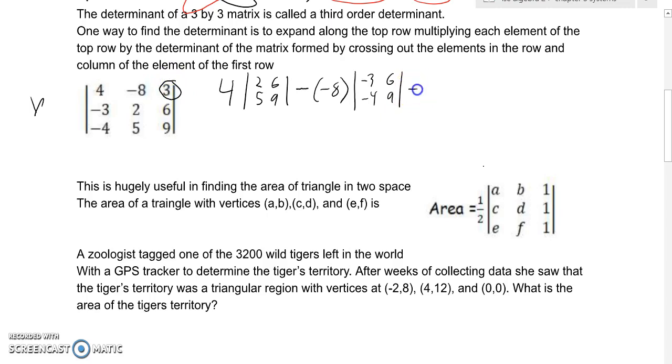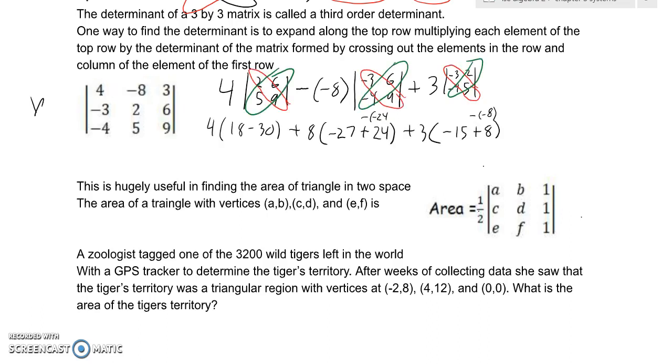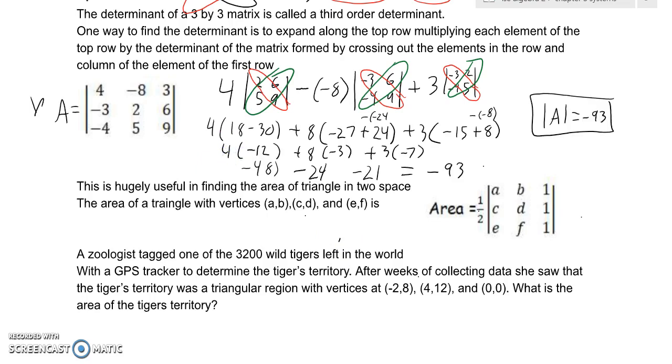And then we just did a minus, so we do a plus. We have a 3 times the determinant of what we get crossing off that row and column. -3, 2, -4, 5. Each one of these determinants we do with the diagonals. So, multiplying diagonally and subtracting on each one of those, we can then work out our determinant. So working that out, if we call this matrix A, then the determinant of A, using those absolute value bars to show that we're taking the determinant here of A, equals -93.